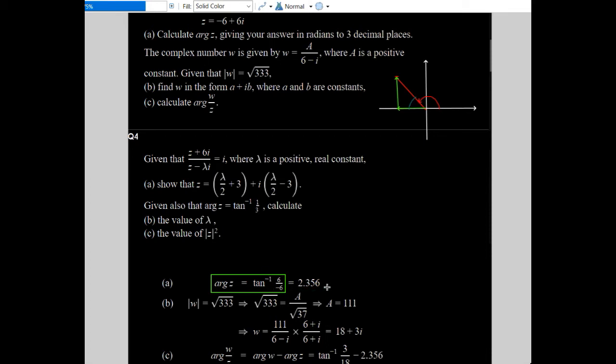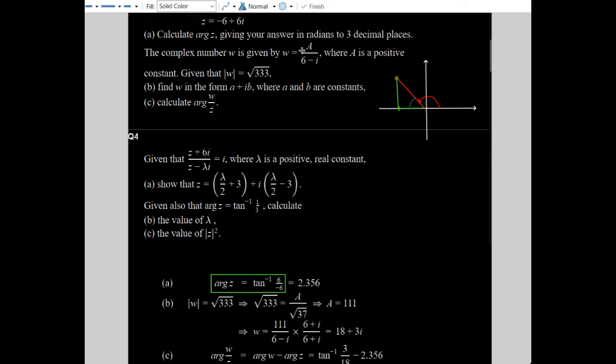The second question says the complex number w is given by w equals a over 6 minus i, where a is a positive constant. And we've been given that the length of w is root 333. So one way to go about solving this is to recognize that we've been given the length of w, but you can also make a calculation about it. Let me show you what that means.